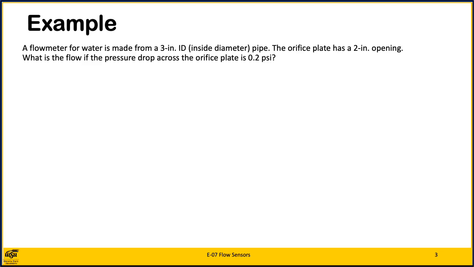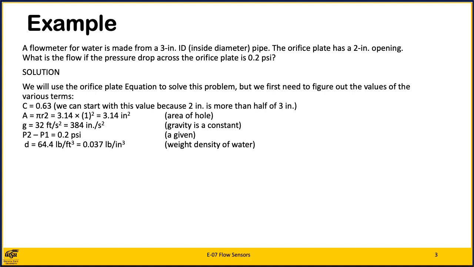Let's look at an example. A flow meter for water is made from a 3-inch ID (inside diameter) pipe. The orifice plate has a 2-inch opening. What is the flow if the pressure drop across the orifice plate is 0.2 psi? Let's look at the solution.